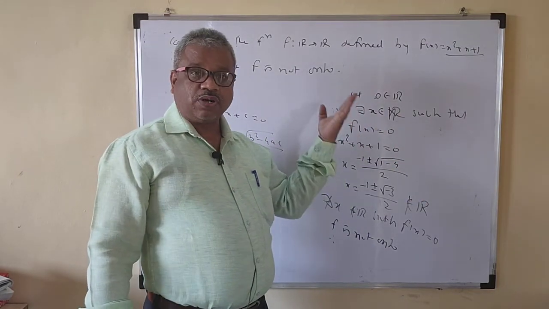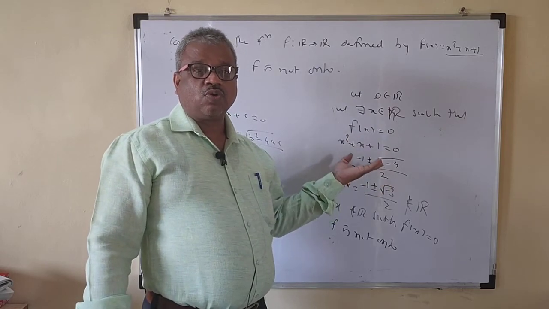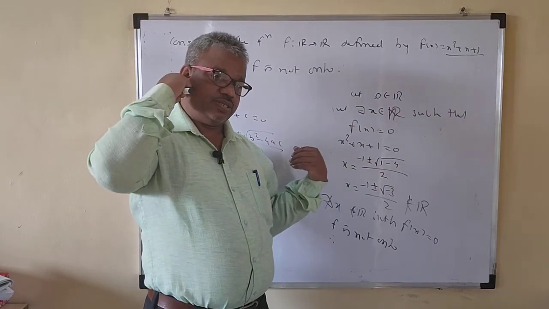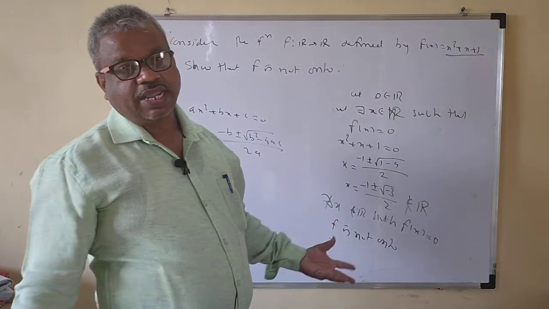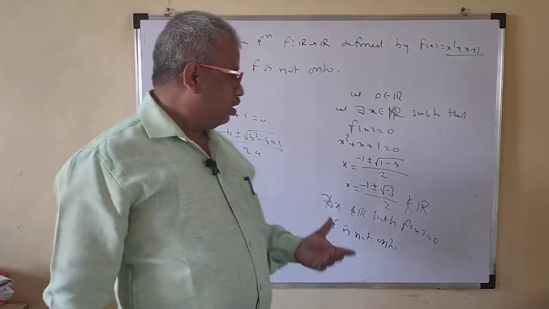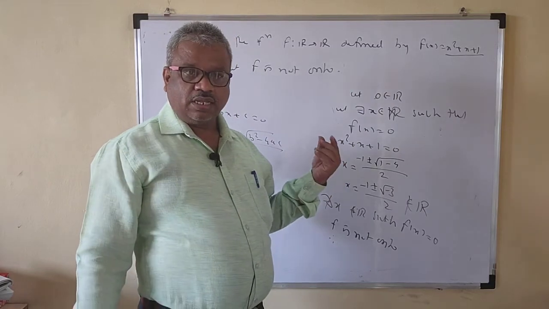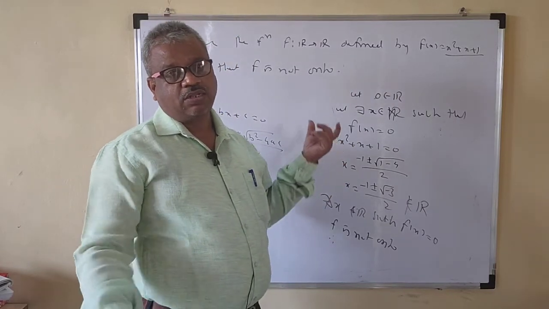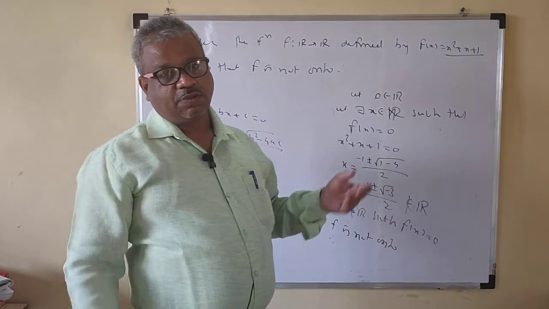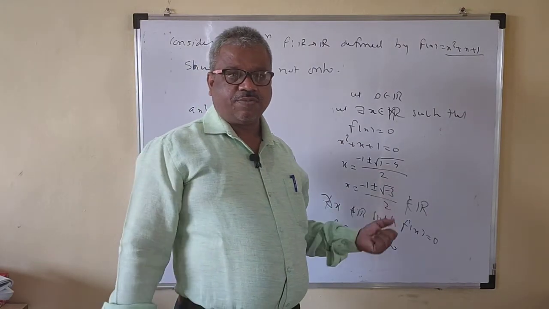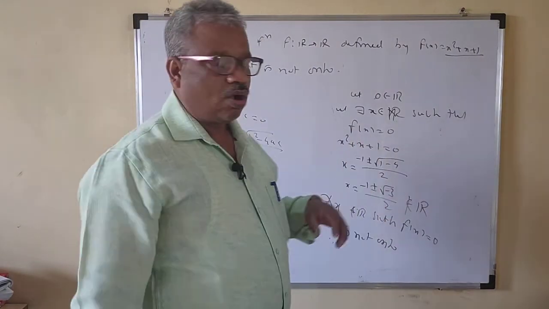So when we say that a function is onto, every element of the codomain has a pre-image. Right? So that means your range set is the same as the codomain. Here 0 does not belong to the range set. It belongs to the codomain, but it is not in the range set. That means the range set is not the same as the codomain. So this function is not onto.